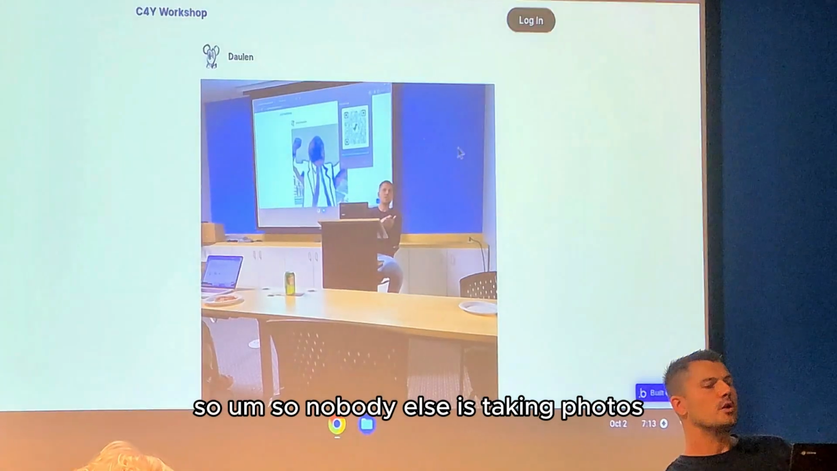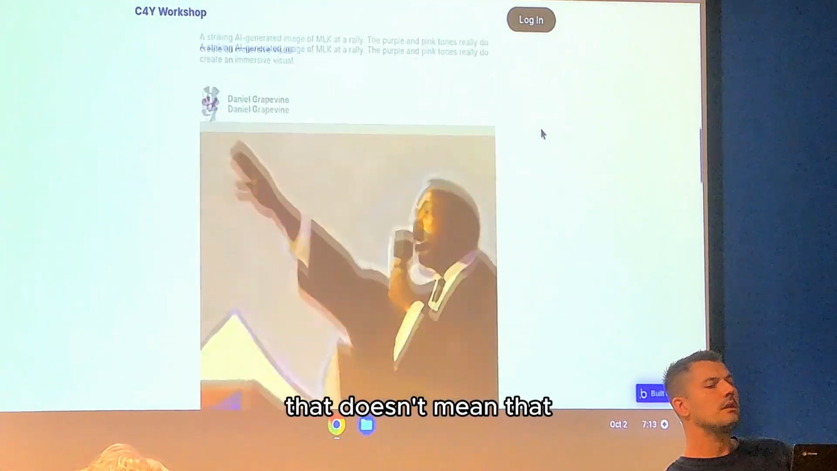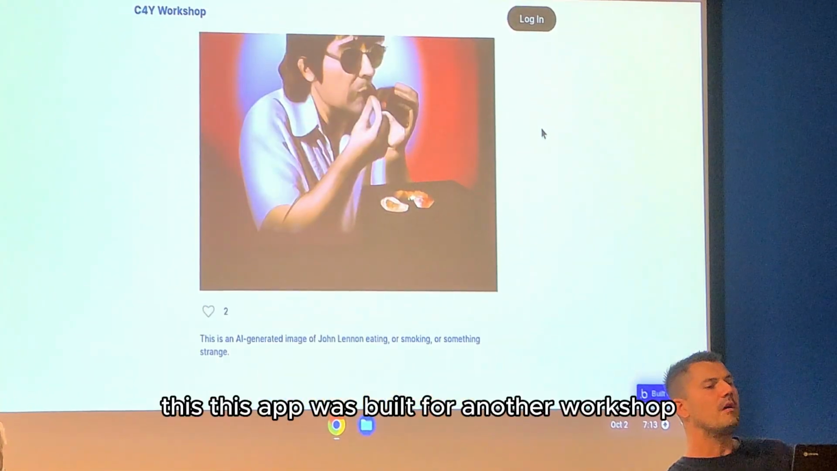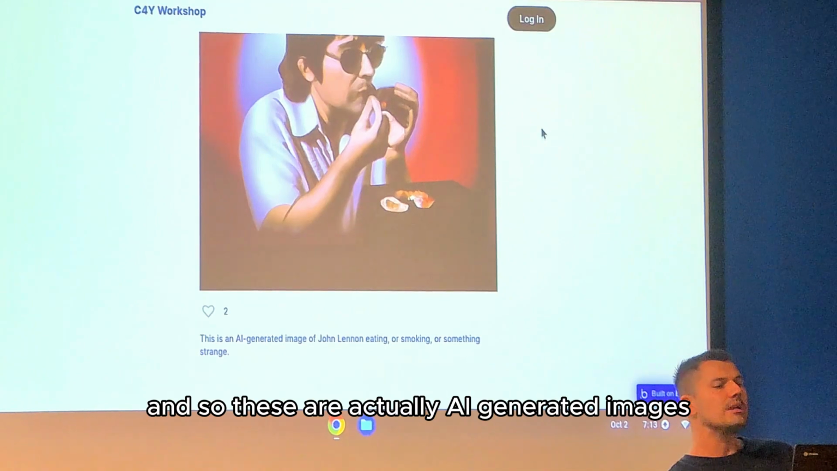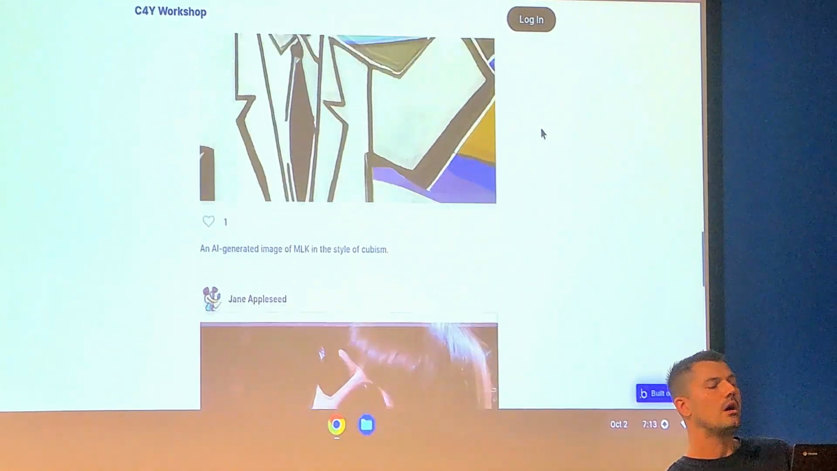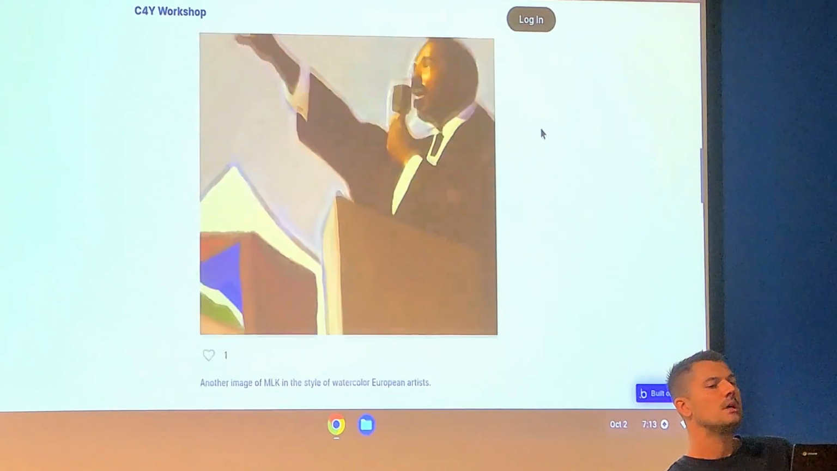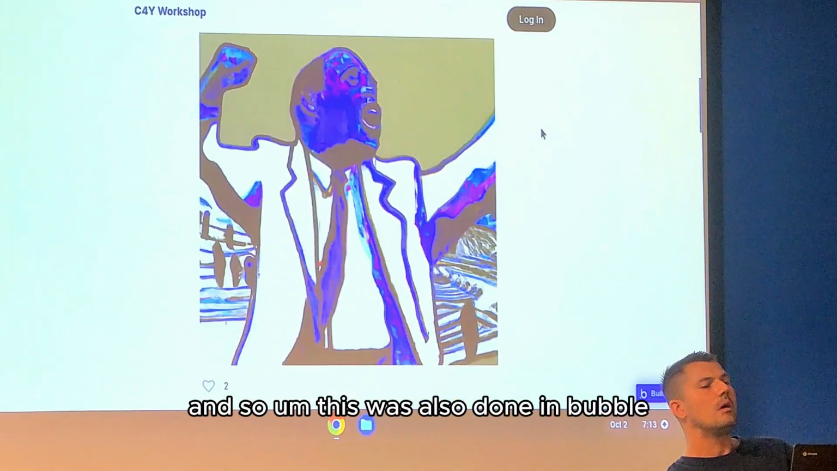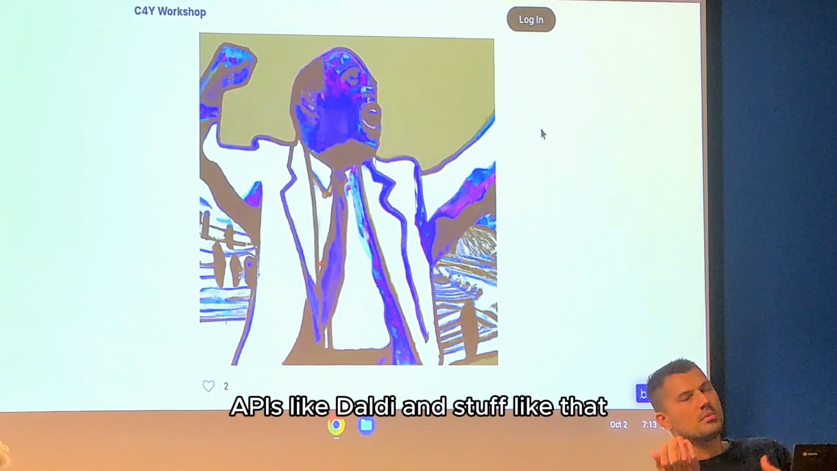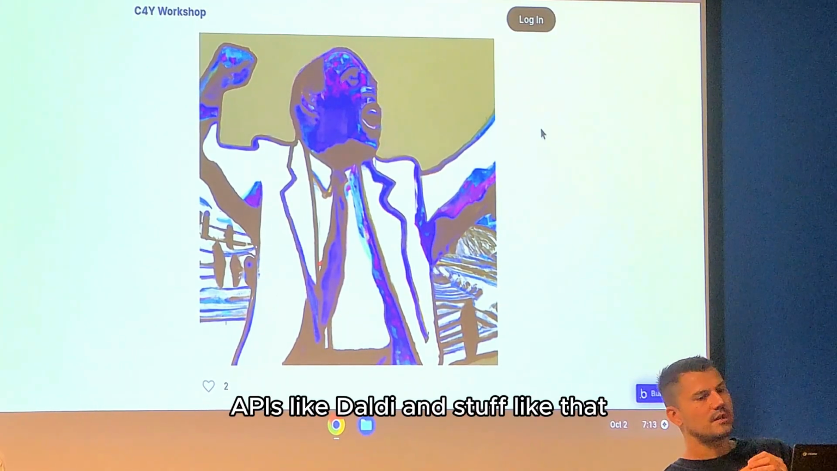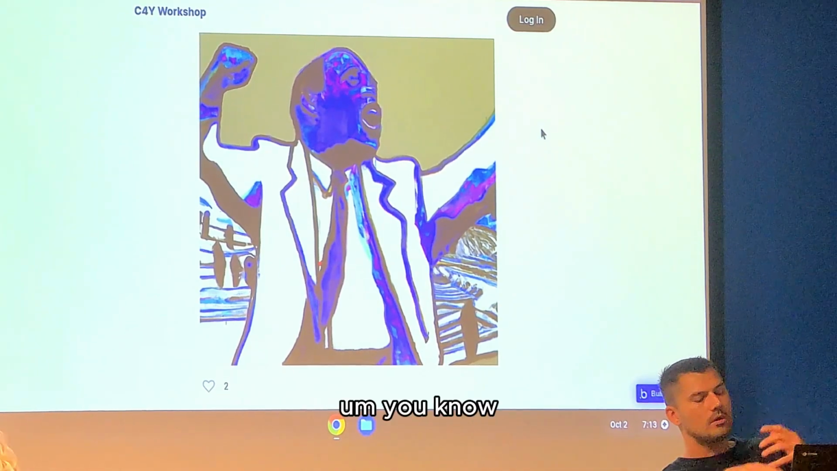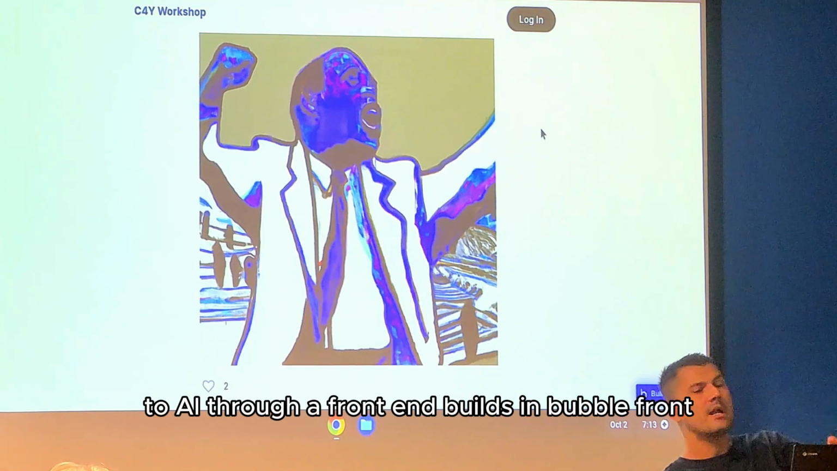So nobody else is taking photos. By the way, this app was built for another workshop, and these are actually AI generated images of historical figures. This was also done in Bubble. We had connected some APIs like DALL-E, and so we were able to talk to AI through a front end built in Bubble.